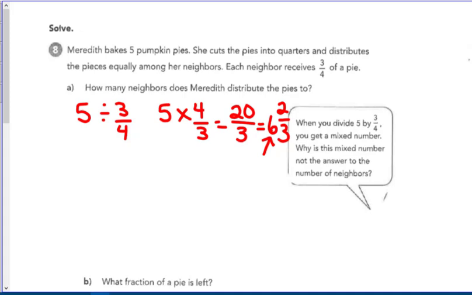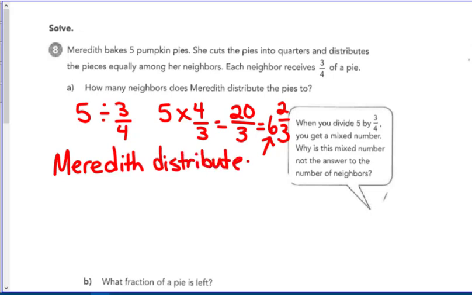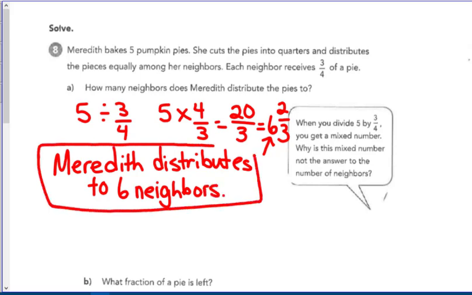So when you divided this, you get a mixed number. Why is this mixed number not the answer to the number of neighbors? Because you can't have 2/3 of a neighbor. Biotic or biological living things, we don't round up because she doesn't have enough for 7. We only take the whole number part of it. So biotic things you never round up. Meredith distributes to 6 of her neighbors. So sometimes in the real world, our answers don't really make sense. That 2/3 doesn't make sense here. She just keeps that part. Good for her.